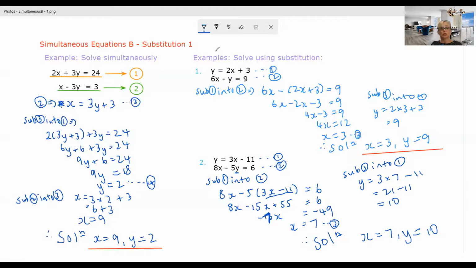And let's just check that we haven't accidentally made a mistake, like I almost made there, and just check that both equations are satisfied. So 3 times 7 is 21 minus 11, yes, that is 10. 8 times 7 is 56, minus 5 times 10. So 56 minus 50 does equal 6, so we're all good there. Okay, let's move on and try a few more. And what we're going to do is we're going to have to do some quadratic equation solving in a minute.